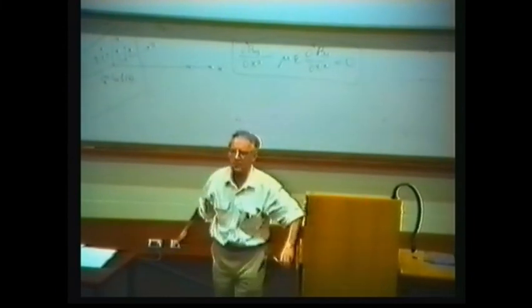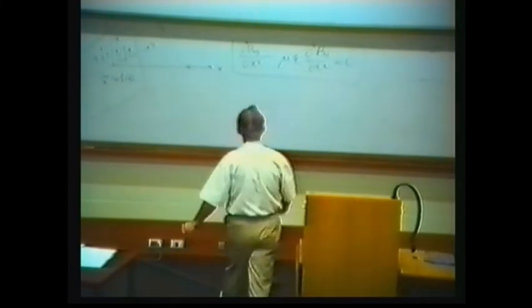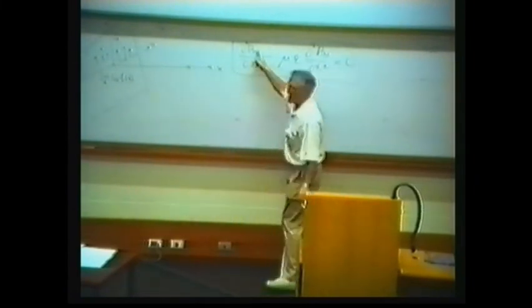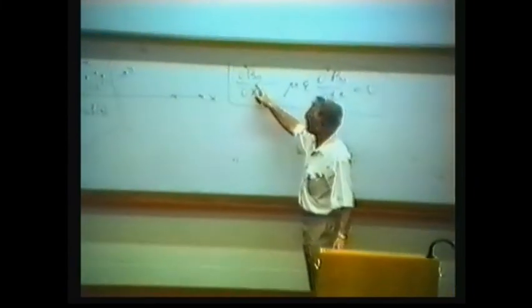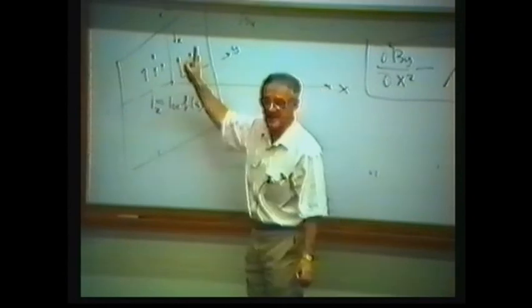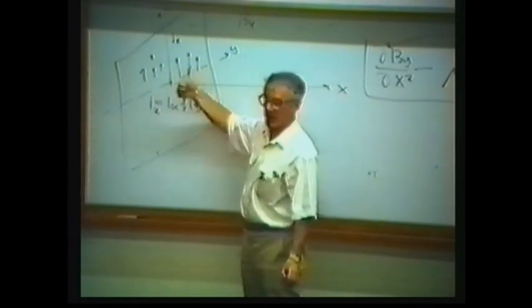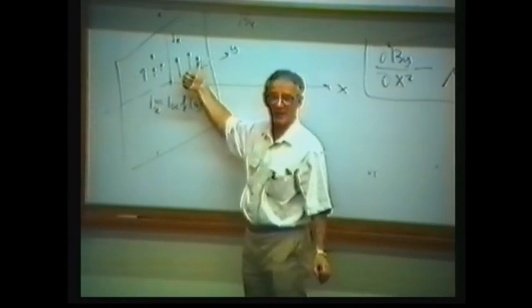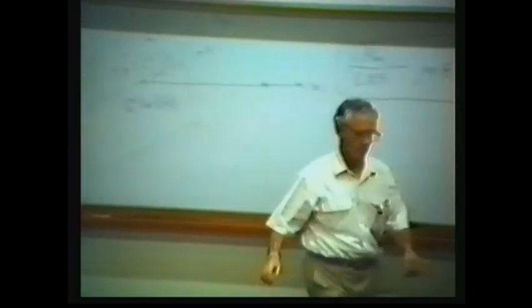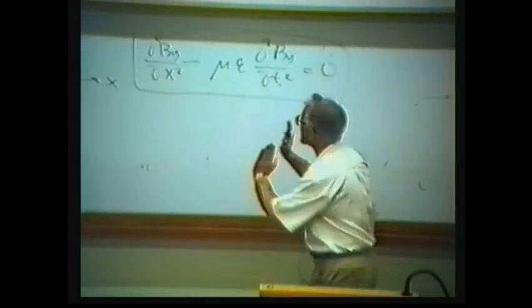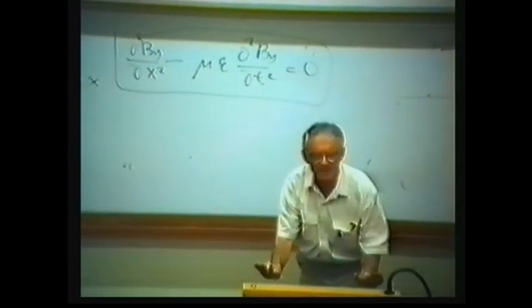I don't understand why it's a By check. Sorry? Yeah, By. Because if current goes in this way, the magnetic field has only a perpendicular component. Now, it's the most simple case.